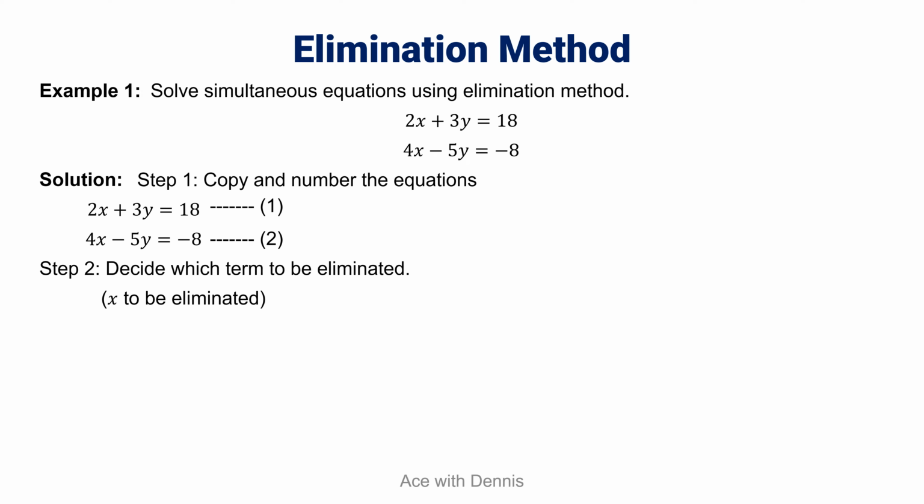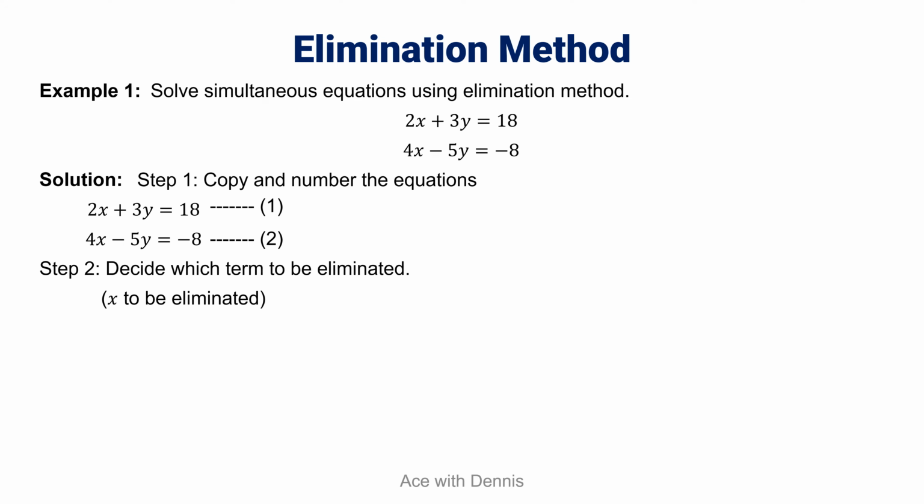Why don't I choose y? Of course, there's nothing wrong if you want to choose y, but I will look at these two equations. I can see that the coefficients of x in these two cases are multiples of 2, so it is easier to eliminate x instead of eliminating y. As you can see, 3 and negative 5 are not multiples, maybe of 3 or 5, so I would not choose it. If you want, you can choose. There's nothing wrong with that, but ultimately we get the same answer.